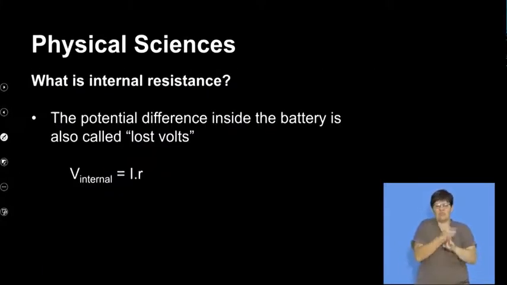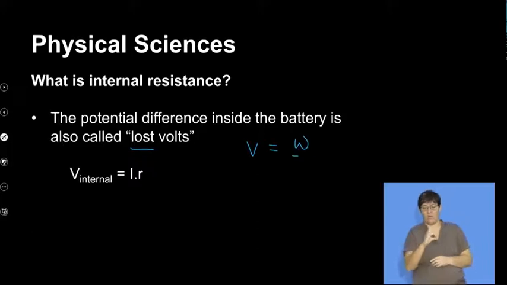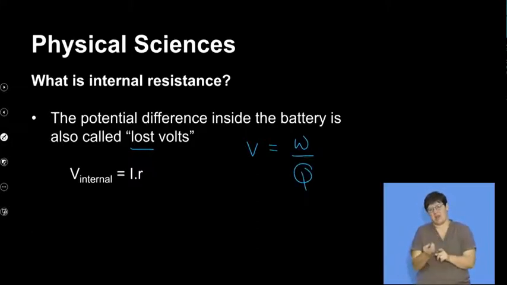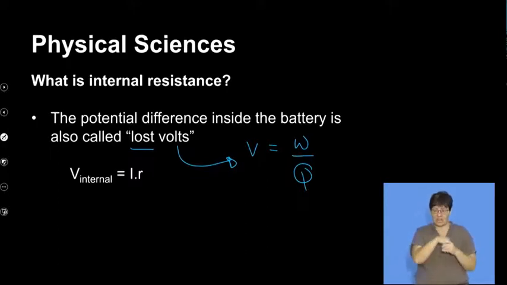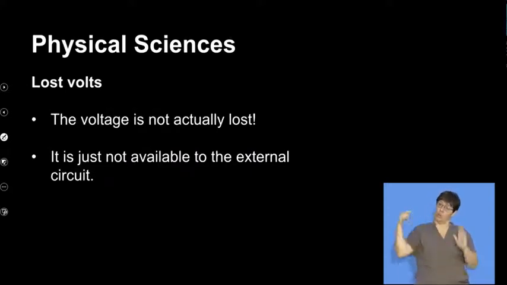Right, so what is this internal resistance? This is the potential difference inside the battery. It's also called the lost volts. Volts, are they lost? Because we know that voltage is work per coulomb of charge, or energy per coulomb of charge. So if we think of it in terms of energy, we know that energy cannot be created or destroyed. So our V internal is equal to the product of the current passing through the battery and the internal resistance of the battery, right? Okay, so the voltage is not actually lost. That's what we want to appreciate. It is just not available to the external circuit.